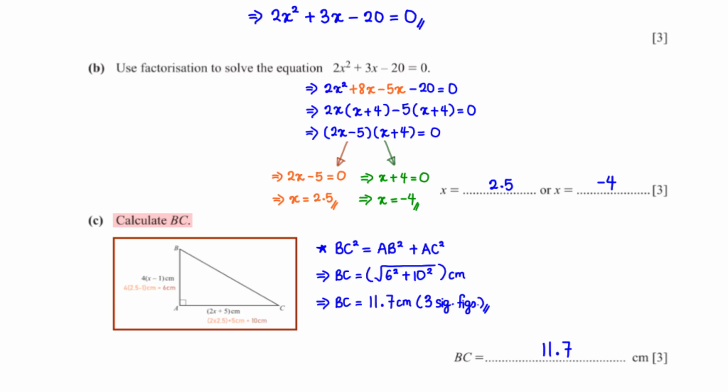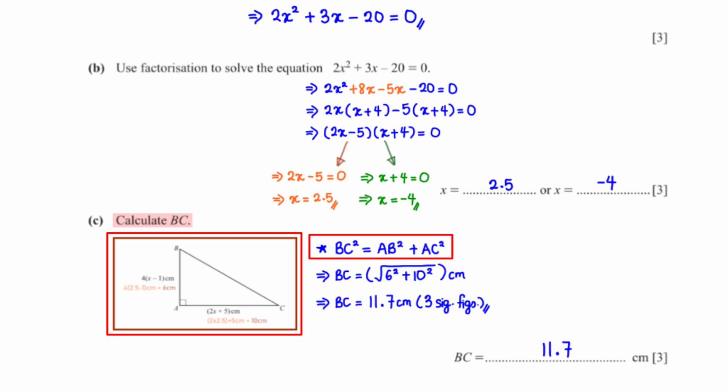Calculate BC. To get the length of BC, we apply the Pythagoras theorem to triangle ABC. This gives us BC squared equals AB squared plus AC squared. The sides of the triangle cannot be negative. So to get the length of AB and AC, we plug in the positive value of x we got from the previous solution. This gives us AB to be 6 centimeters and AC to be 10 centimeters.